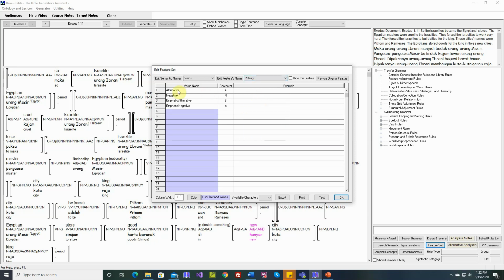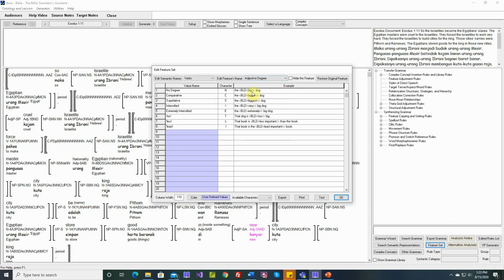Polarity. Affirmative means it happened. Negative means it didn't happen. Emphatic affirmative is something like when God says to Adam and Eve, when you eat that fruit, you will surely die. You will certainly die. That's emphatic affirmative, and we have emphatic negative.